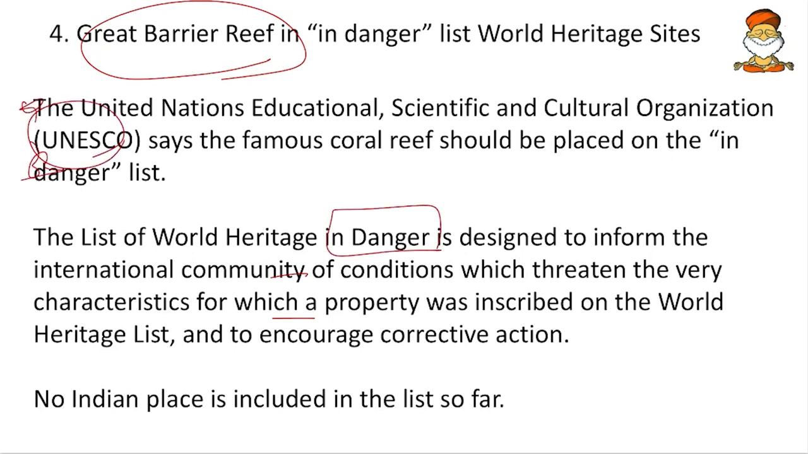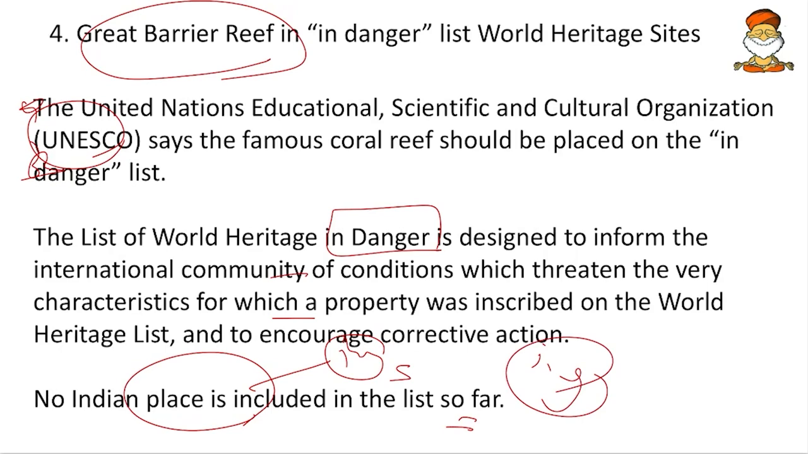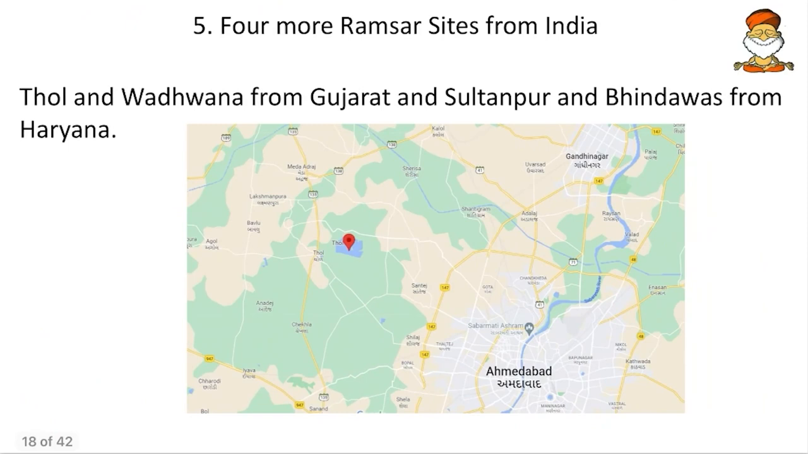And till now, no Indian places have been listed in the in danger list. We have so many World Heritage Sites in UNESCO, but out of them, we don't have any of the places in the in danger list. Okay, so remember the UNESCO in danger list, and remember that India doesn't have any place here. And then 4 more Ramsar sites from India.